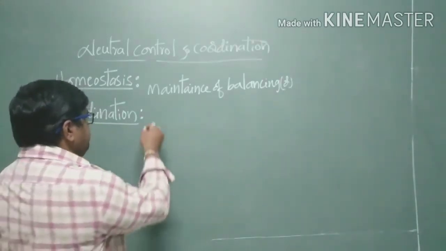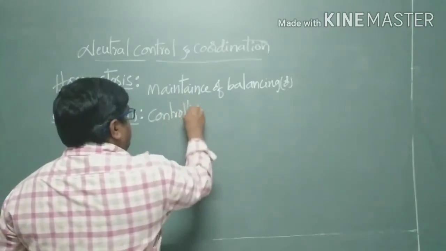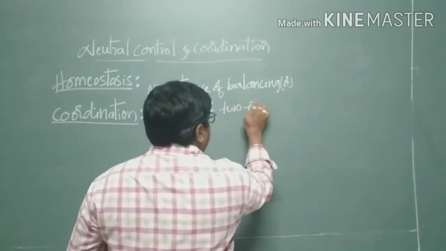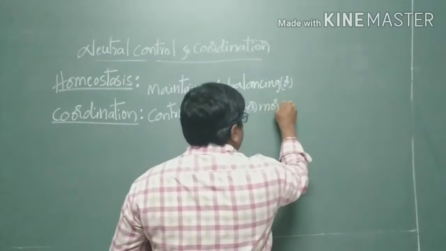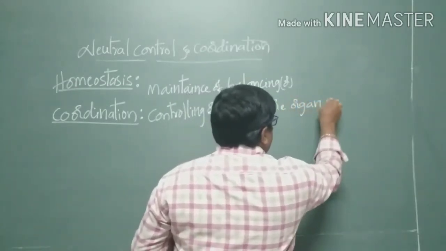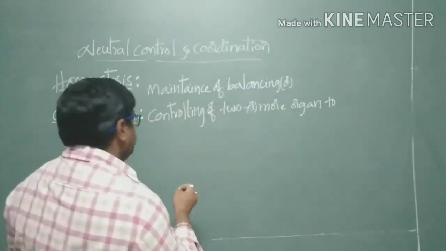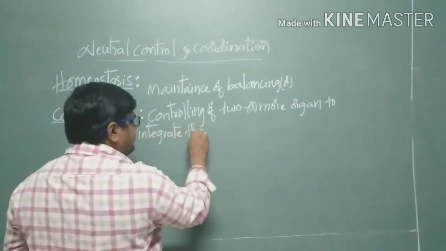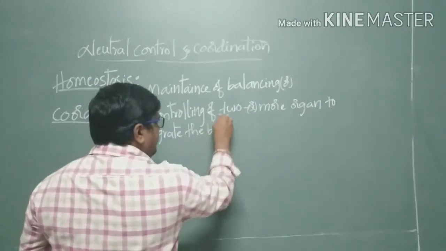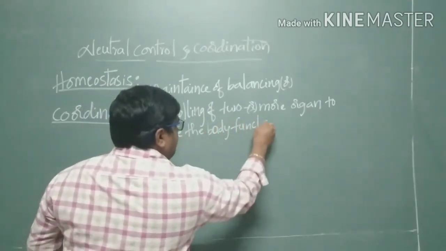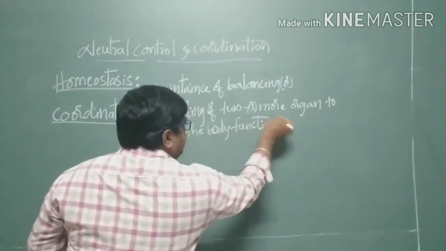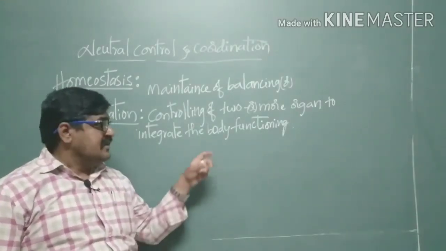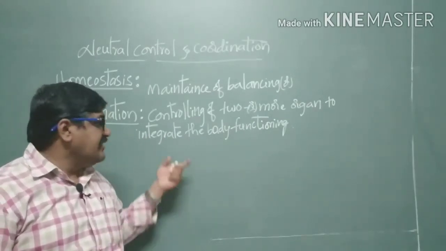So coordination is the controlling of two or more organs to integrate the body functions. That means controlling of two or more organs, and integrating among cells so that the body functioning takes place.